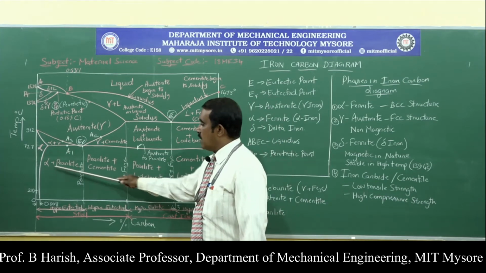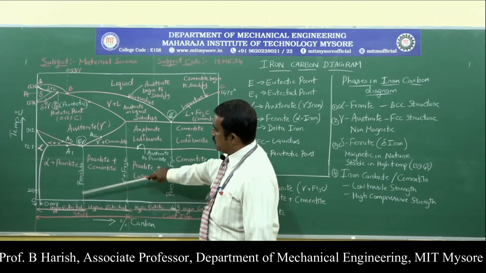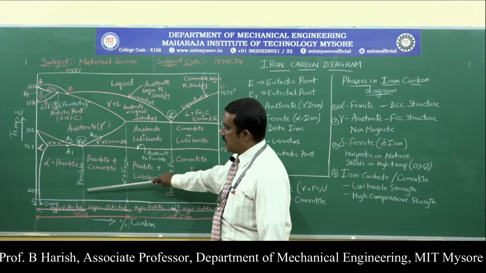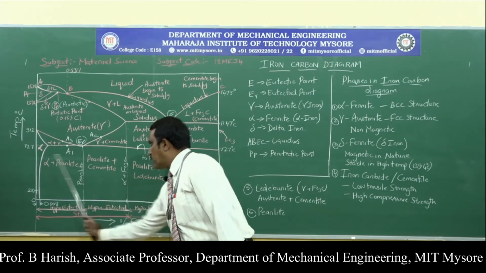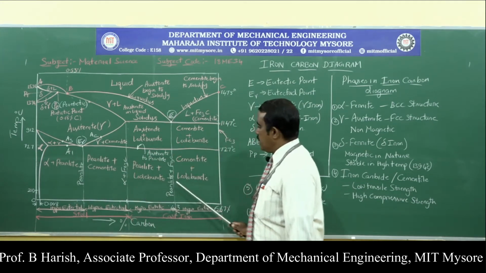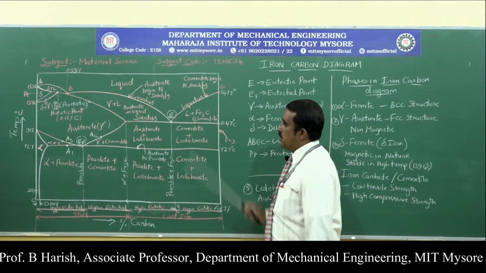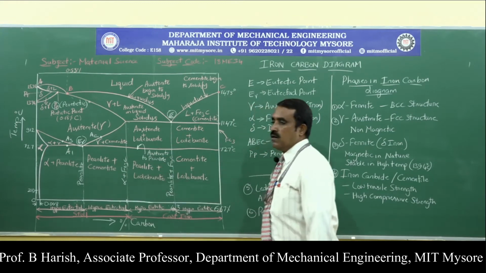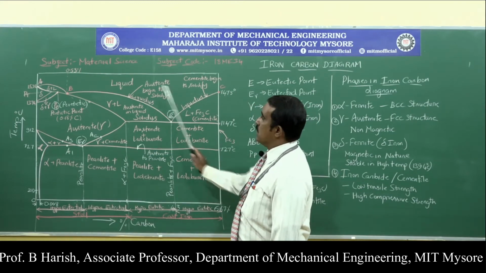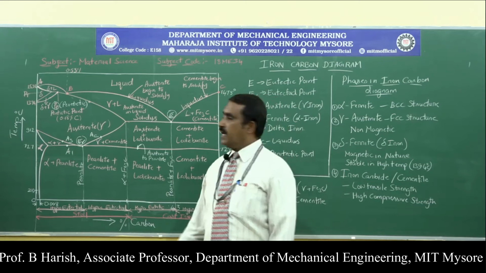So here it is alpha plus pearlite. The vertical line is the pearlite. So this is pure pearlite, this is pearlite plus cementite, and this is pearlite plus Fe3C, which is nothing but cementite. So these are the different points we can study from the iron carbon diagram.